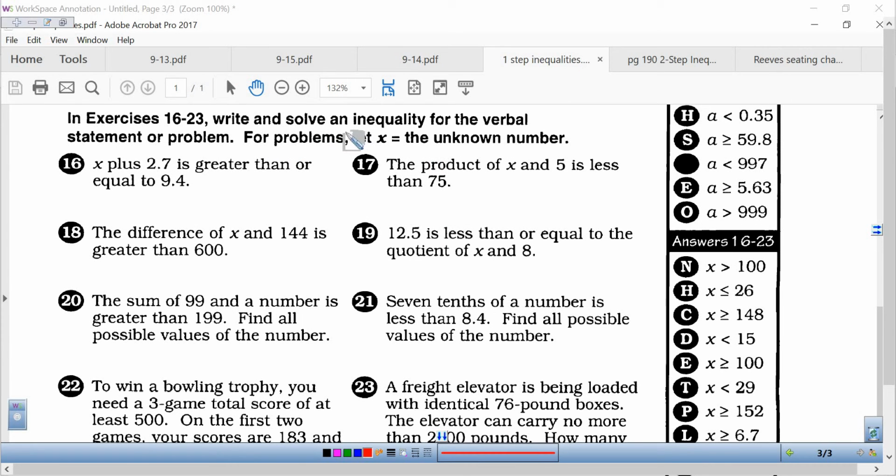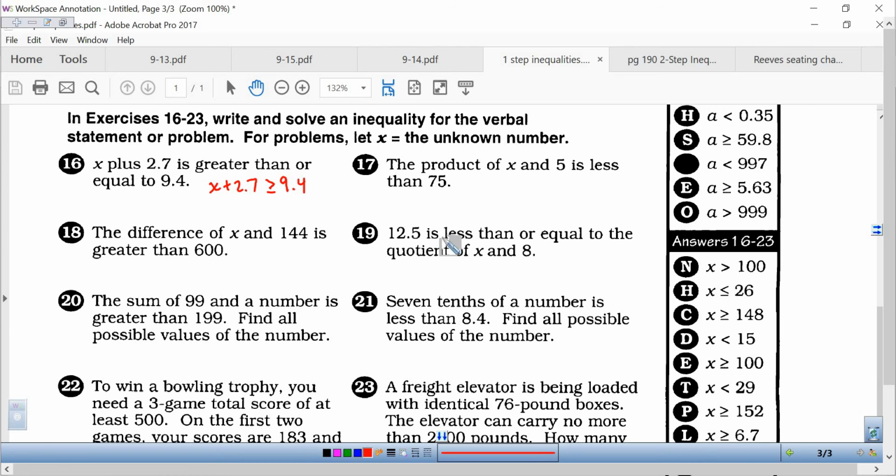Write and solve an inequality for the verbal statement. Let x be the unknown number. All right, so here we go. X plus 2.7 is greater than or equal to 9.4. So if I wrote that out, it'd be x plus 2.7, just like it says, greater than or equal to 9.4. Of course, then to solve that, we would subtract 2.7 from each side. I'm going to let you do that one on your own.